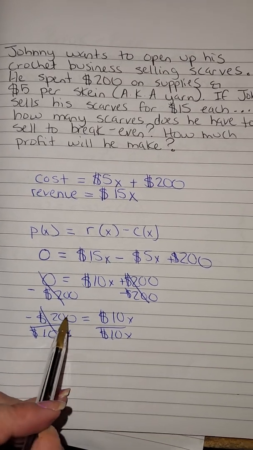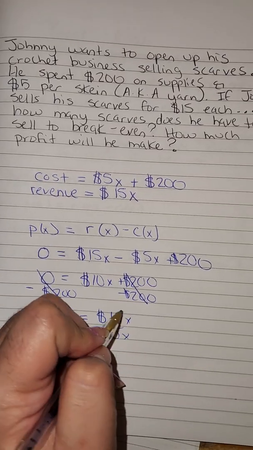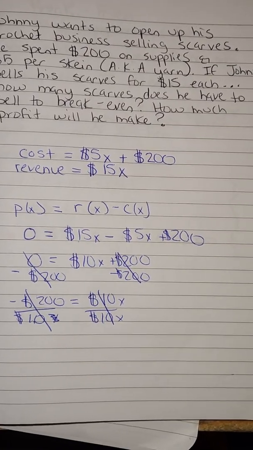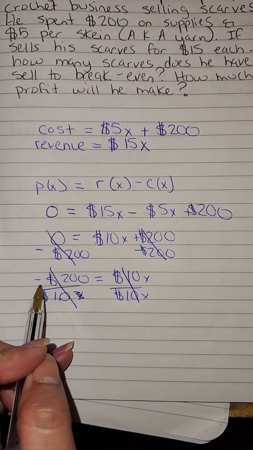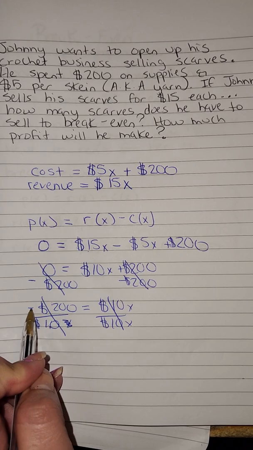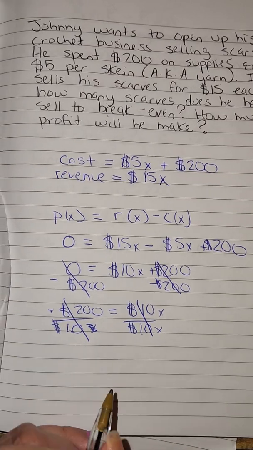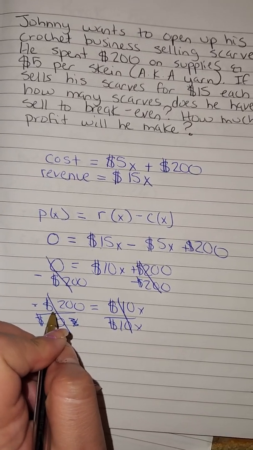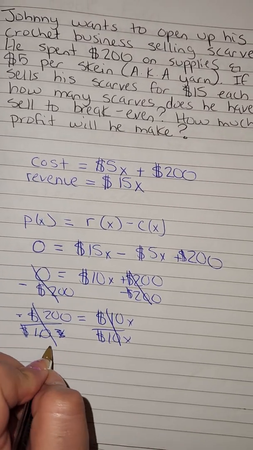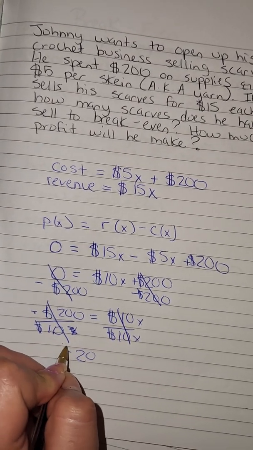Are you following? So 200 divided by 10 is 20. X is equal to 20. I know we have a negative sign here, but since we want to know how many scarves he has to sell in order to break even, we're going to ignore the negative sign, because it doesn't really make a difference whether negative 20 is positive or negative.